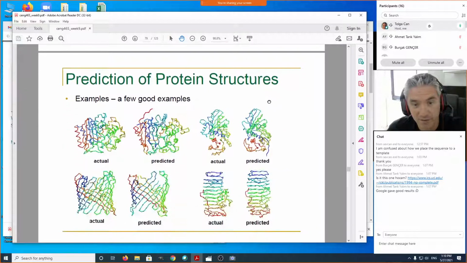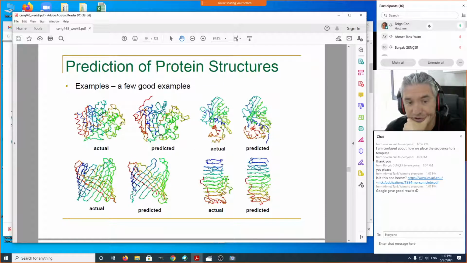And here are some results of prediction of protein structures by threading. If this is the actual structure and this is the predicted structure by threading, they are really similar, right? This is the actual structure. This is the predicted structure by threading. So these are really good examples.